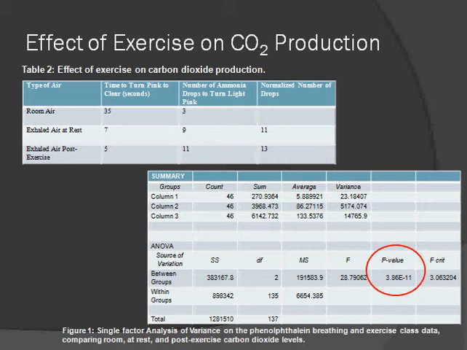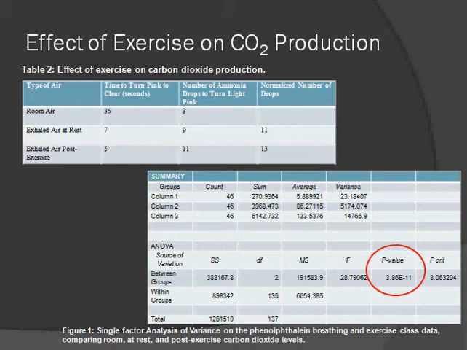The analysis resulted in a p-value of 3.86 times 10 to the negative 11. This value is less than 0.05. Thus, the null hypothesis is rejected and the alternative hypothesis is accepted. Variance in the physical activity of a subject will affect the production of carbon dioxide. This infinitesimally small p-value indicates that there is a statistically significant difference between groups and only an extremely small possibility that the variance observed is due to chance alone.